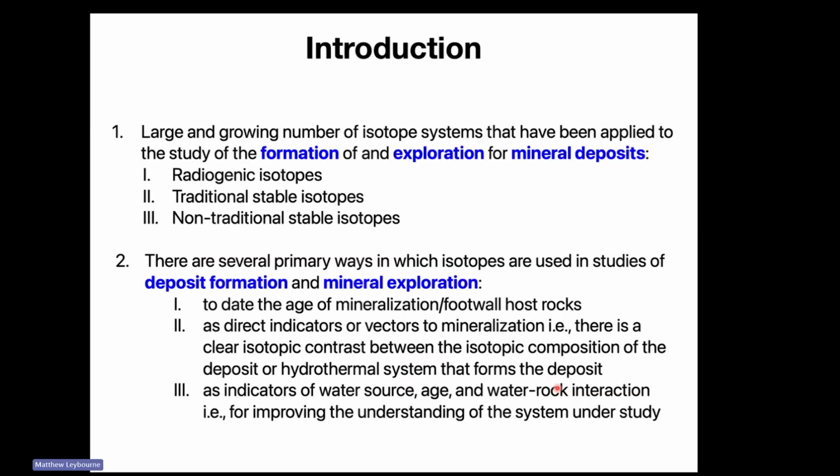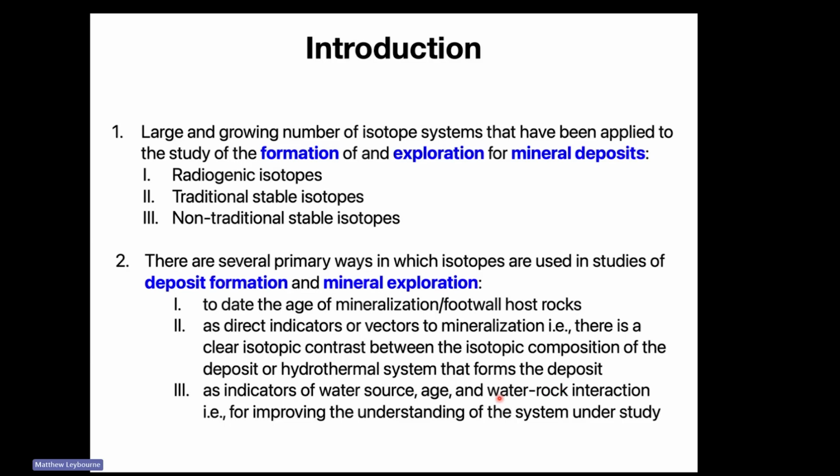So there's a large and growing number of isotope systems that have been applied to the study of the formation of and exploration for mineral deposits. And we can break those down into 3 broad classes: radiogenic isotopes, traditional stable isotopes, and non-traditional stable isotopes, although I don't think anyone agrees at what point a non-traditional becomes a traditional. But anyway, that's a discussion for a different time.